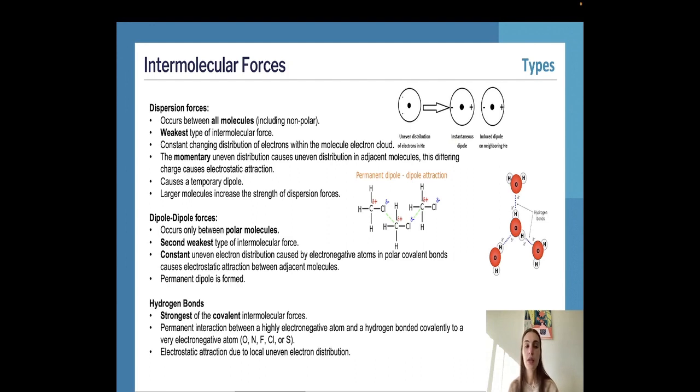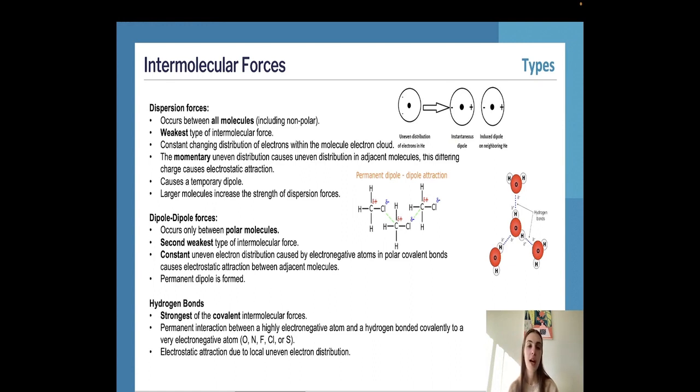Finally, our strongest of the intermolecular forces is what we call our hydrogen bonds. And so it's important to not get these confused and think that they are a bond, because although they are called hydrogen bonds, they are still an intermolecular force. So then there's no actual bonding that has been formed, it's still just an attraction between molecules. However, it's very strong, and so that's why it gets called a bond. And so it is the strongest of the covalent intermolecular forces when we're not considering ionic attractions.